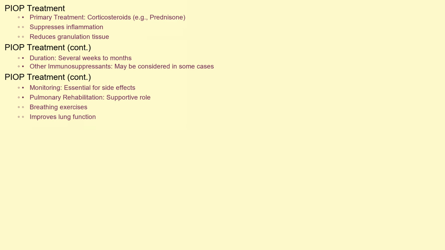The primary treatment for PIOP is corticosteroids, such as prednisone. These medications help to suppress the inflammation and reduce the formation of granulation tissue in the lungs. The duration of treatment varies depending on the severity of the condition and the individual's response, but typically ranges from several weeks to months. In some cases, other immunosuppressant medications may be considered. It's essential to closely monitor patients for side effects of these medications. Pulmonary rehabilitation, including breathing exercises, can also play a supportive role in improving lung function.